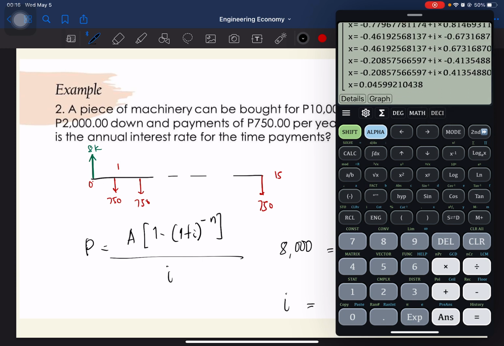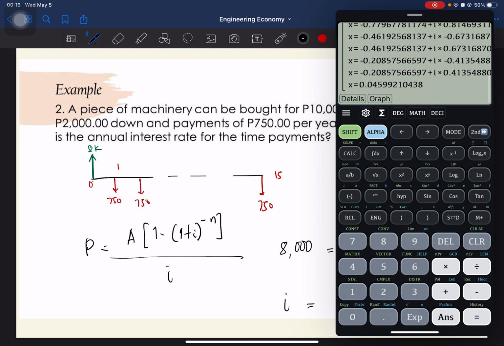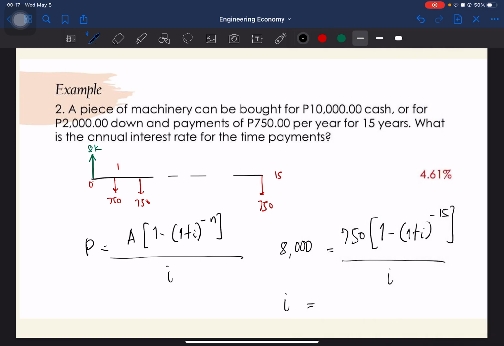At maraming roots ang lumabas. Kasi raised to 15 kasi yung exponent ng x, so maglalabas siya ng 15 roots din. Anyway, lahat ng roots is imaginary maliban dito sa huli. So the only real root that makes sense is yung 0.46 or let's just say 4.6%. Okay? And that is the answer.